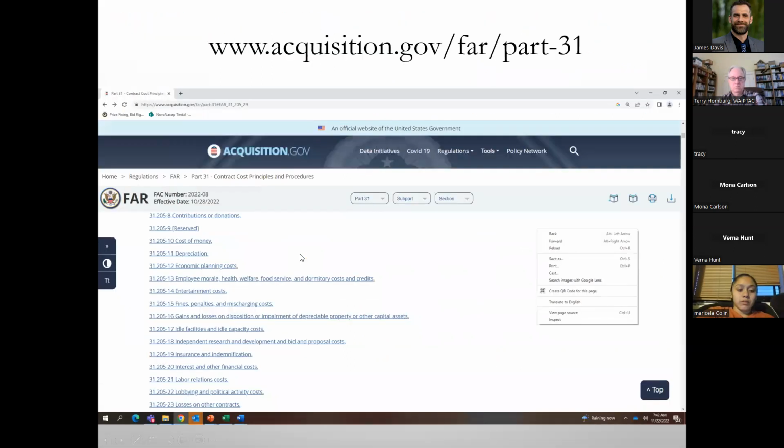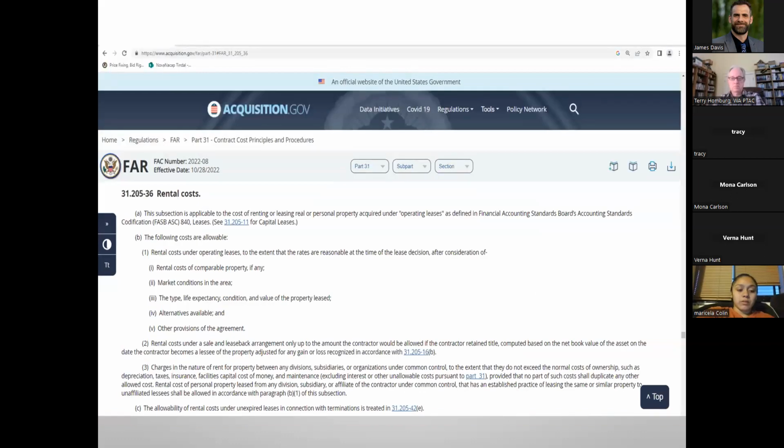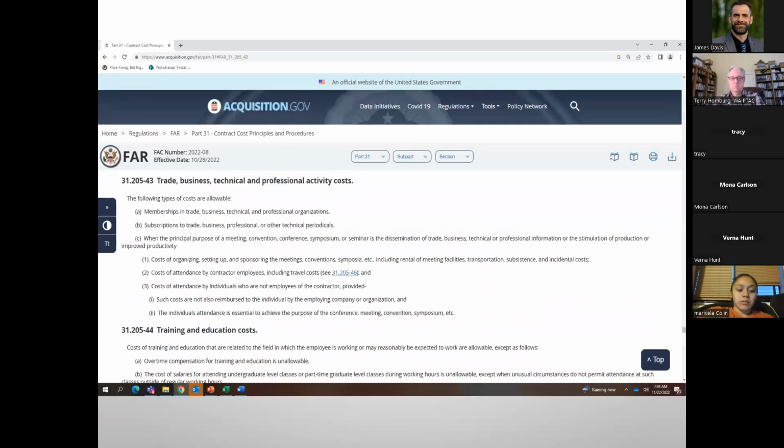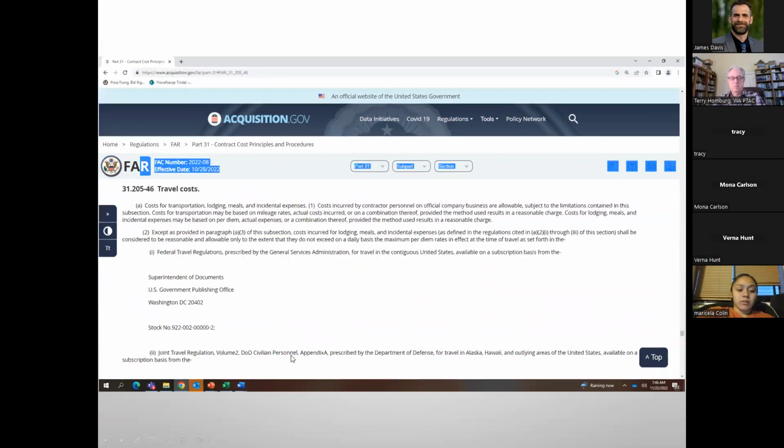You can go through the FAR, look at all the categories on how you would have to detail your cost and what conditions have to be met to determine if you can charge those to the government. Okay. Trade, business, technical, and professional activity costs. Some are allowable, some are not allowable. Okay. And under which conditions? Training and education costs, you know, what are allowable and what's not allowable. Travel costs. Now, this one's always interesting.